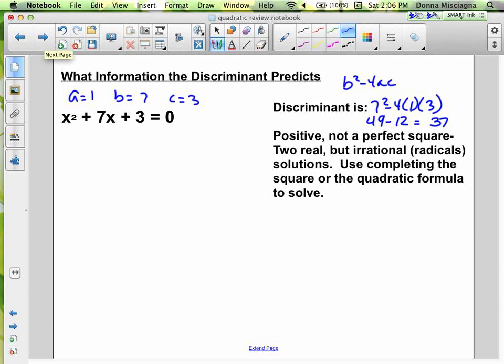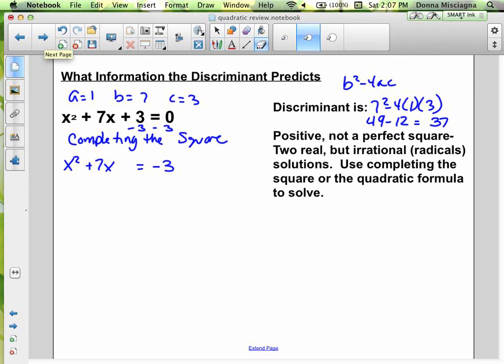We have to use completing the square or the quadratic formula. This time, let's use completing the square. You don't have to underline it, but we're going to use completing the square. Our first step for completing the square, since a is 1, is to subtract 3 from both sides. So we have x squared plus 7x is equal to negative 3. I'm going to leave a space there so I can just add in b divided by 2, squared.